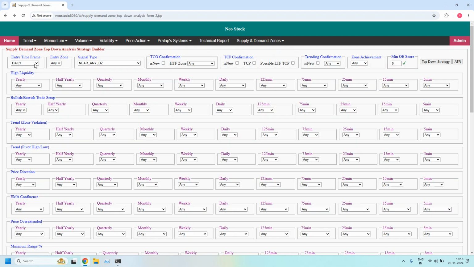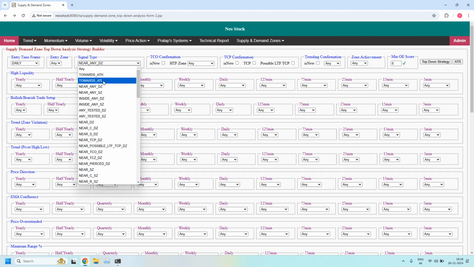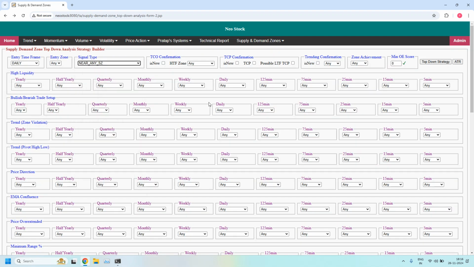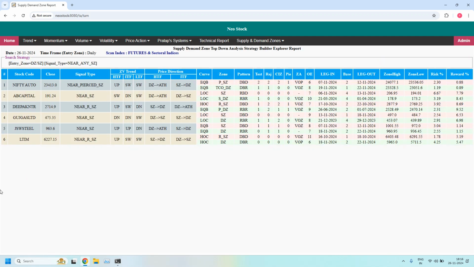Okay, next, for the daily time frame, let us find the stocks near the daily supply zone. 6 stocks are filtered. Let's find high liquidity daily supply zones from this list. And it is pierced, not valid. Okay, L&T Mindtree, this is having a high liquidity daily supply zone. So we have one valid high liquidity daily supply zone from this list.